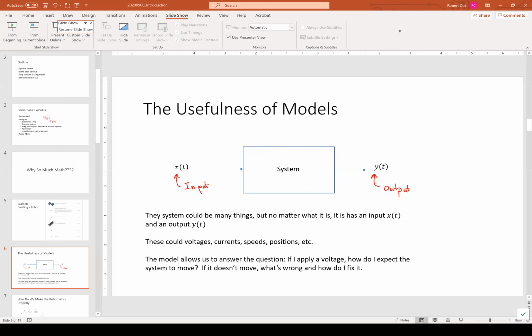Let me open up the chat here. Okay, I see Laplace. Is it from the Laplace transforms? Yes, it is from the Laplace transform.